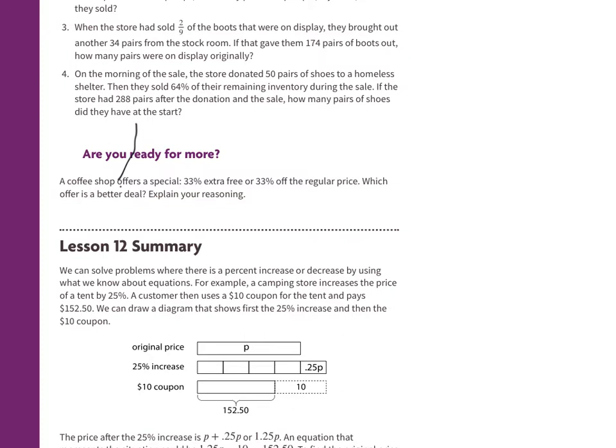So 64%. So we have 50 shoes. So we had some amount of shoes, and then we got rid of 50 of them. We gave those to a homeless shelter. And then they realized they had 64% sold, so 100% minus 64% is 36% left. So 36% as a decimal is 0.36. So we're going to multiply all of this by 0.36, and that is going to equal 288.